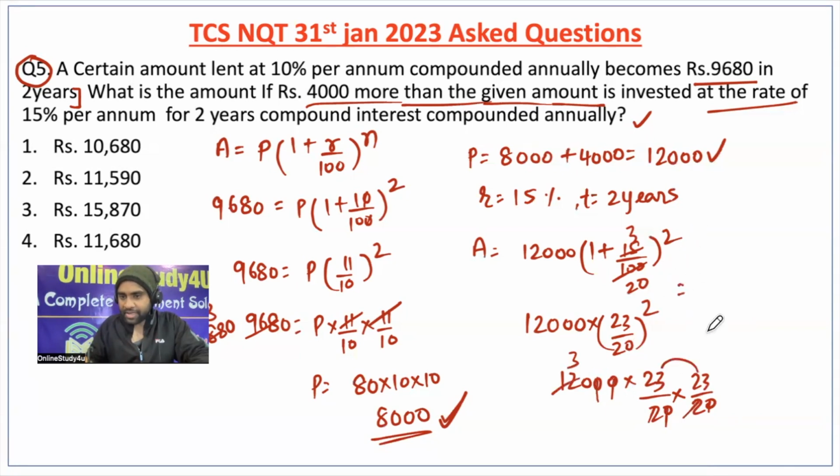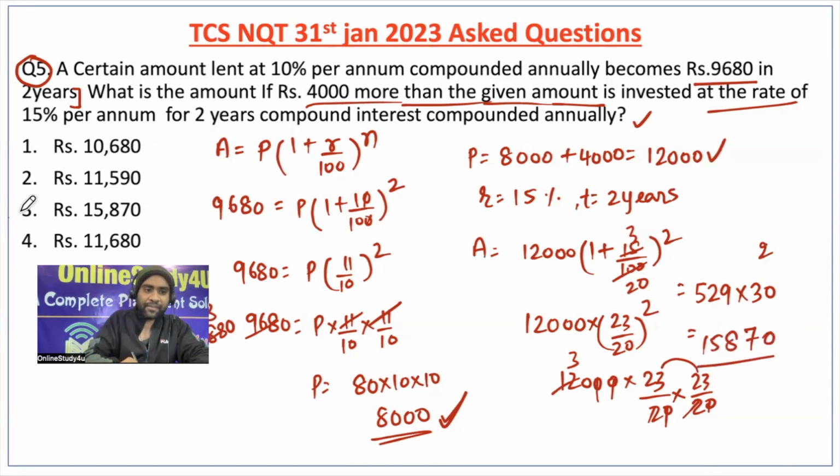So, 23 into 23 will be 529, into 30. So no need of using a calculator here. 3 9s are 27, 3 2s are 6 plus 2 is 8, and 3 5s are 15. 15,870. Option 3 will become the correct answer for question number 5.